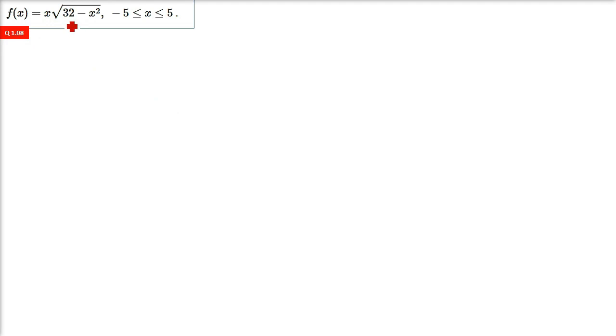f(x) is equal to x times the square root of (32 minus x square), for x between negative 5 and 5. We have the interval being given, x between negative 5 and 5. We will follow the same steps that we have been following right now. First step will be the differentiation, f dash x. For differentiation, you can just use the product rule.